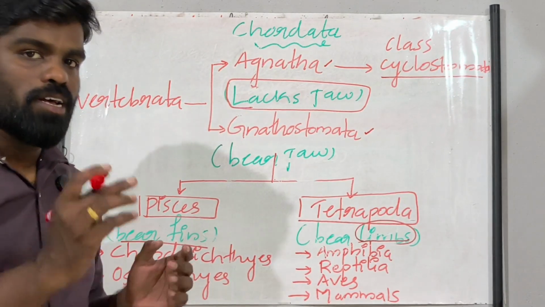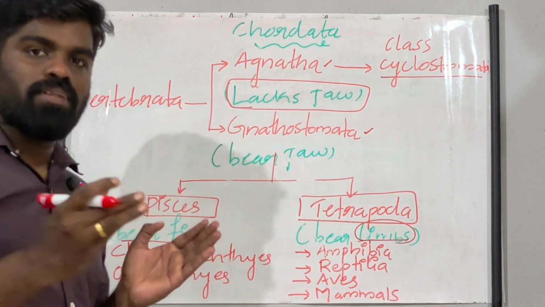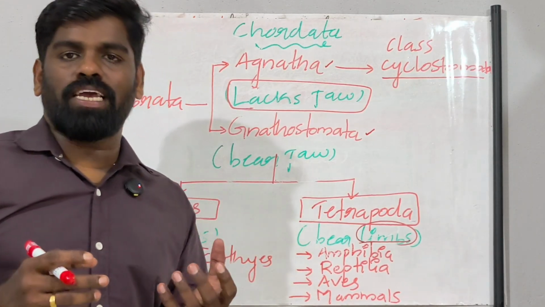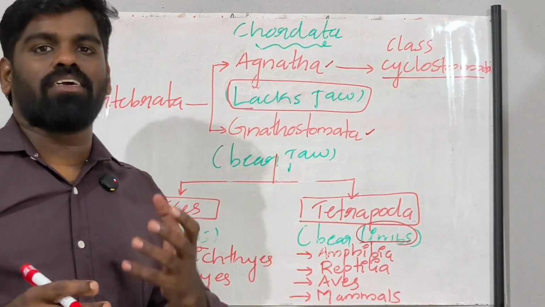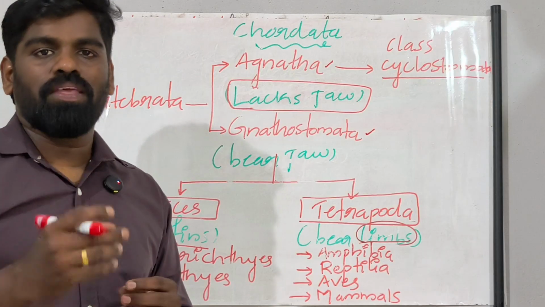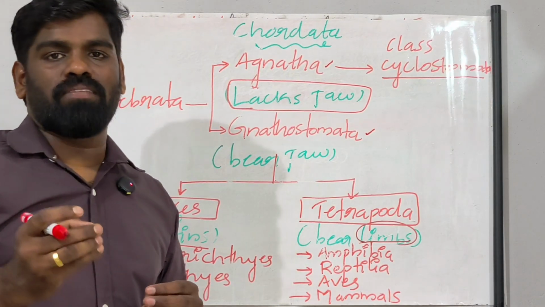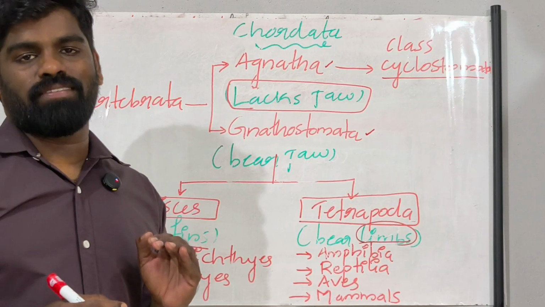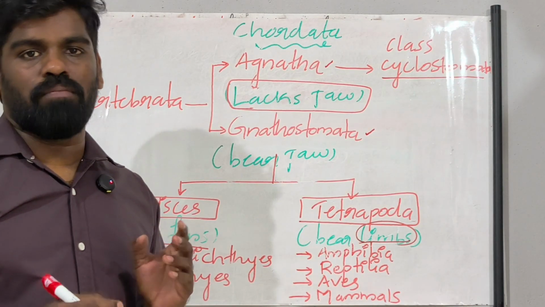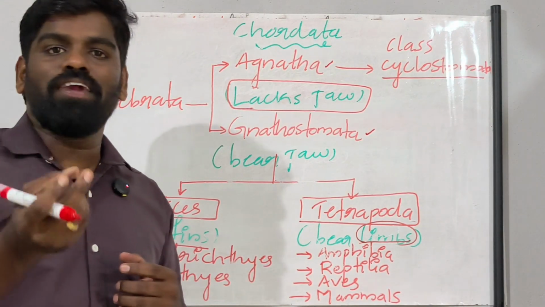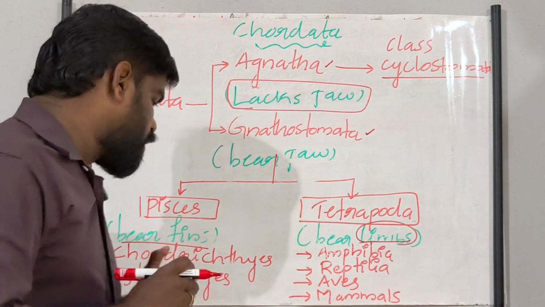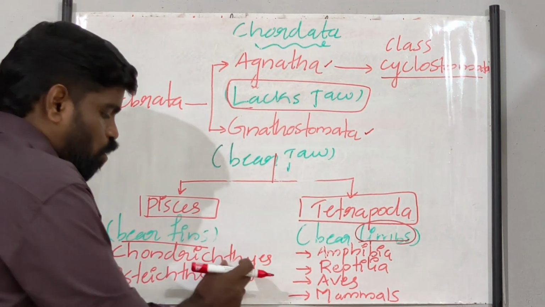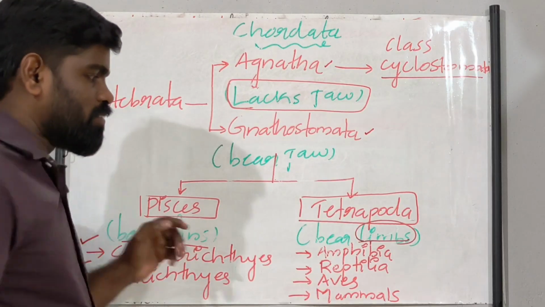For the examples I have already discussed, I have given a trick for each, and you can look into the channel. There are many examples in different phyla and classes. For remembering all those examples, as I have already told you, we have to use tricks. Now Pisces is categorized into Chondrichthyes and Osteichthyes.